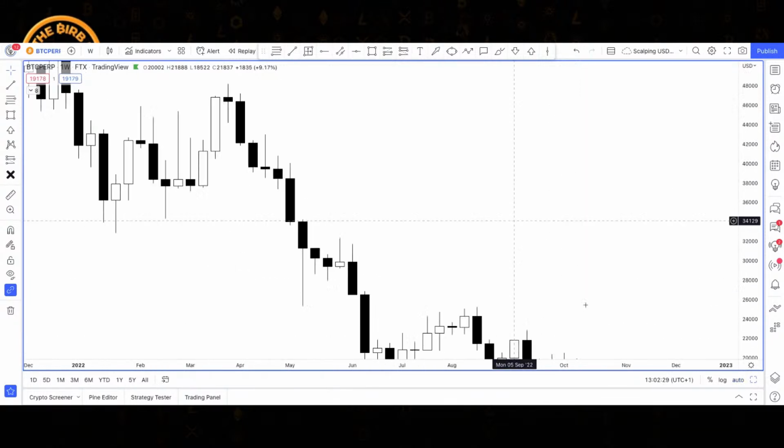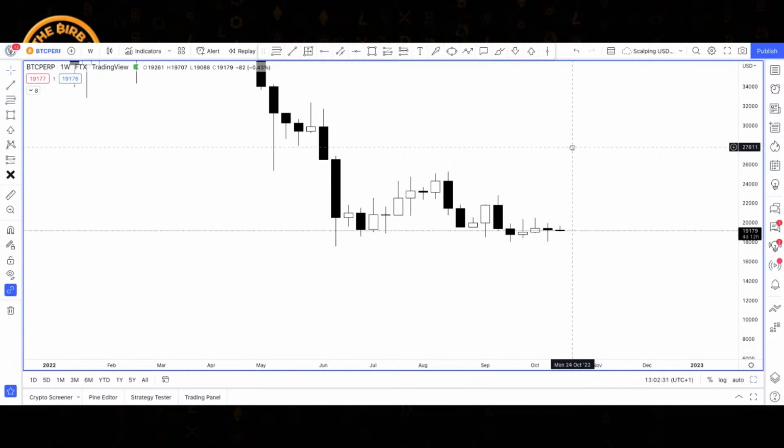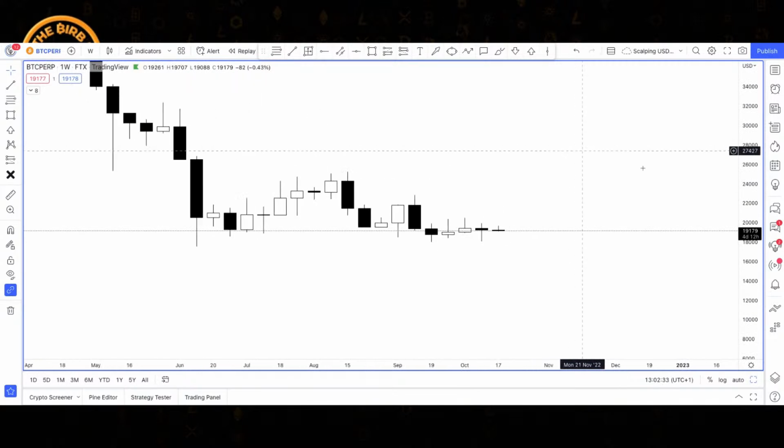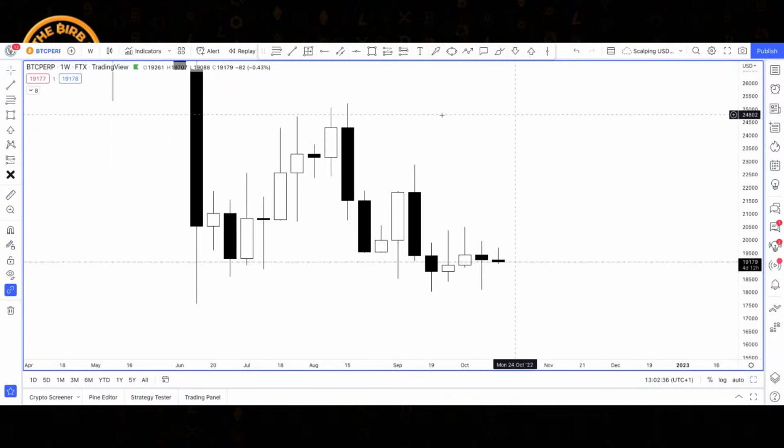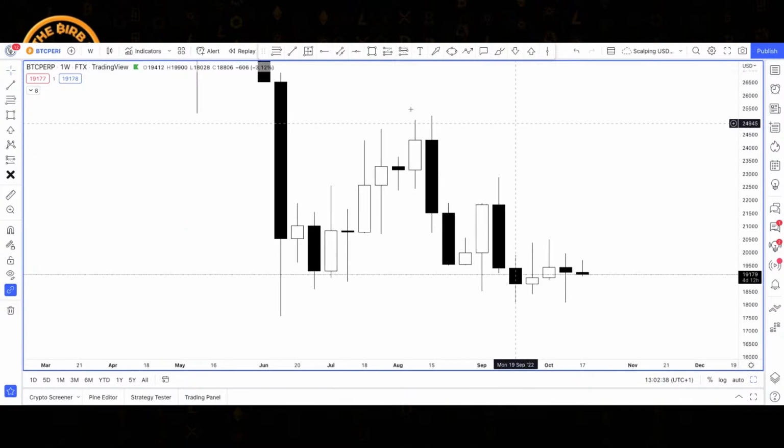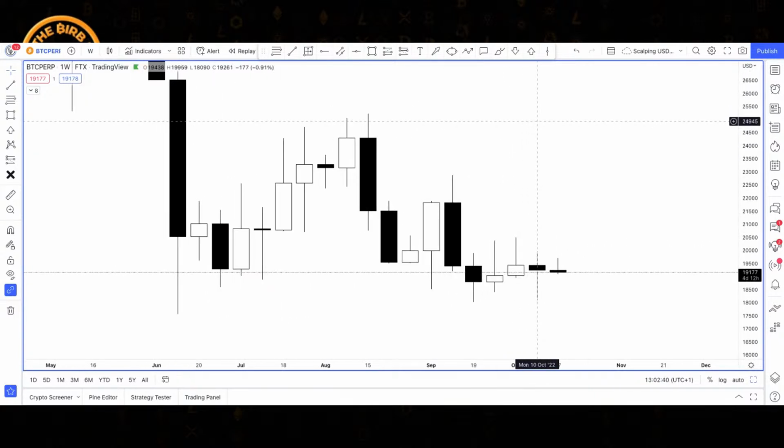So zooming in on the weekly, you don't need me to tell you that this is bearish, right? Lower lows, lower highs. We're just looking at simple market structure. Now, people have been asking me a lot how I derive my levels. So, key areas that I'm looking for.